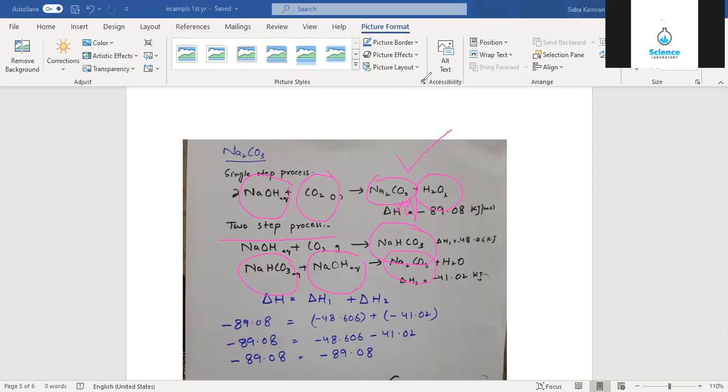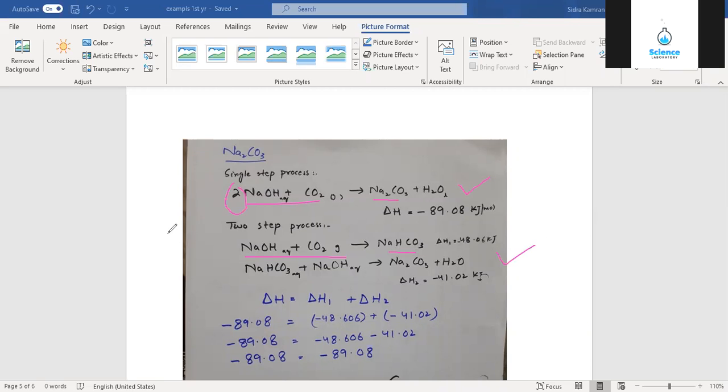What is the difference between the two reactions? Here you can see the reactants are the same, but the products are different. Why? Because the number of moles are changed. In a single step reaction, we are using 2 moles. But in a two step reaction, first we use 1 mole of sodium hydroxide, then another mole of sodium hydroxide is used in the second step. So this is a single step reaction and this is a two-step reaction.